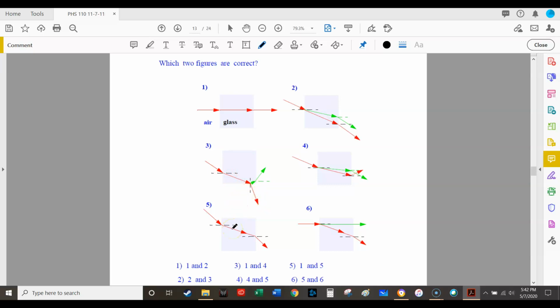So this is kind of how you reason through refraction, how light is bending towards and away from the normal, depending on if it's speeding up or slowing down. Okay? The more it slows down, the more it's going to bend towards the normal. The more it speeds back up, the more it's going to bend away from the normal, right? So you have to think about the density of those mediums. Okay?